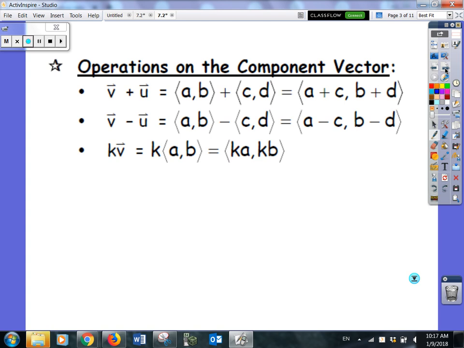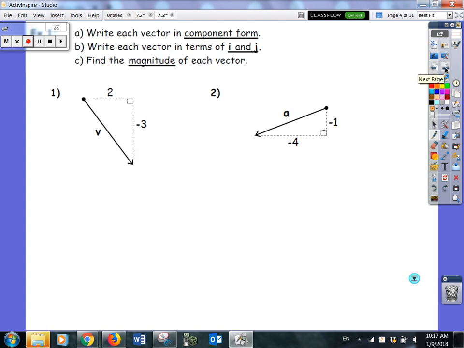And you can do the same thing with these, whether it's in terms of i and j. If it's in terms of i and j, you just combine the i's, combine the j's, or distribute the k to the a term with the i and the b term with the j. So operations should be pretty simple, but very easy to make a silly mistake. So if you tend to make careless errors, just be sure you show all your work for problems like that.